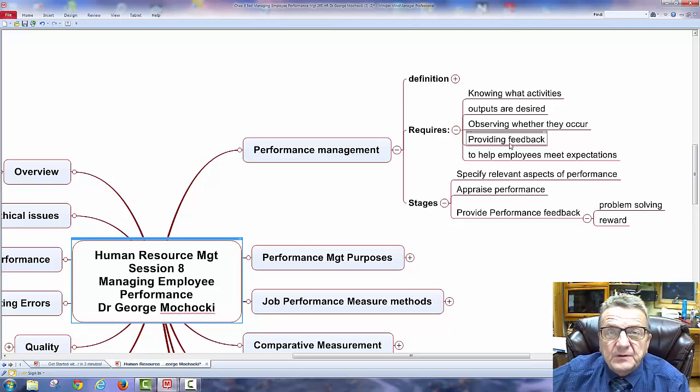If you are helping the employees, if the employee can see they could achieve the next level, a promotion, or maybe get a higher raise or a bonus, or at least satisfy or meet some kind of goals or some kind of commitment that he or she has made to the organization in different stages. Specify relevant aspects of performance, appraise performance, provide performance feedback, problem solving, and reward.